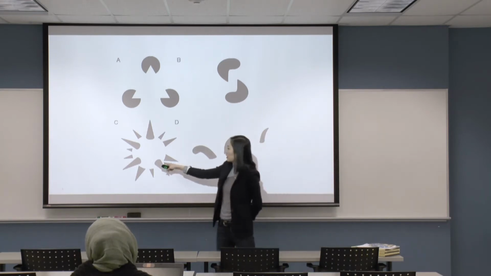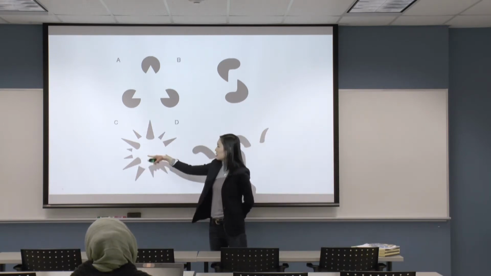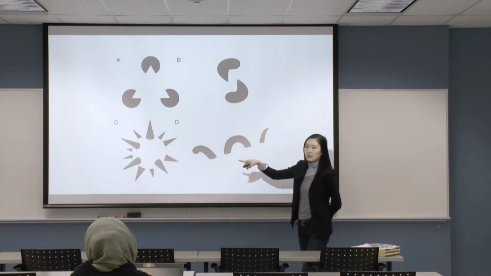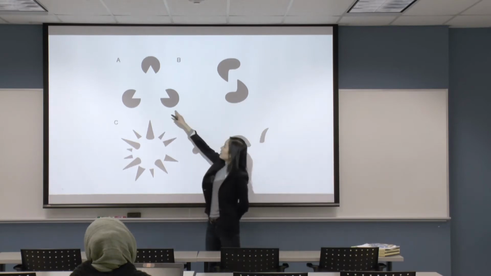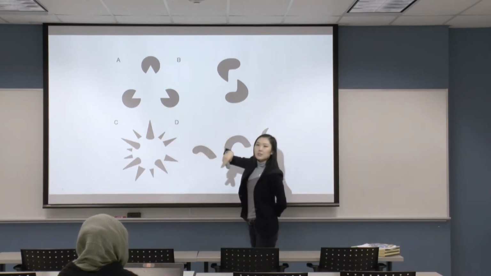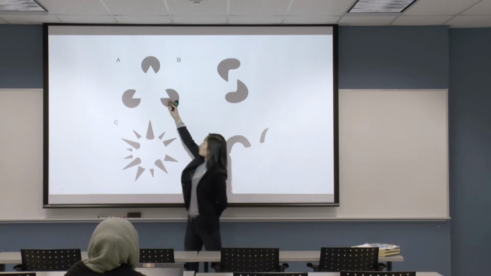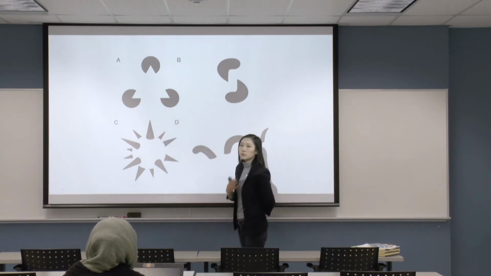Same here. We see this shape as a whole, right? Instead of 3 Pac-Mans facing each other, this shape starts to pop out.